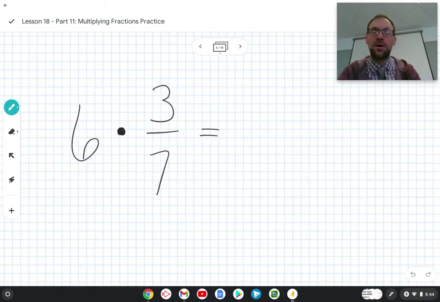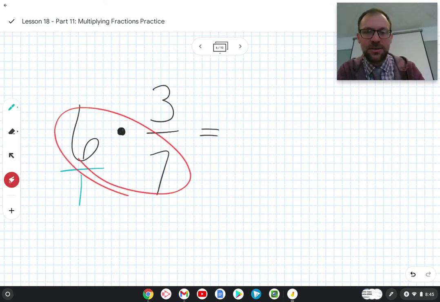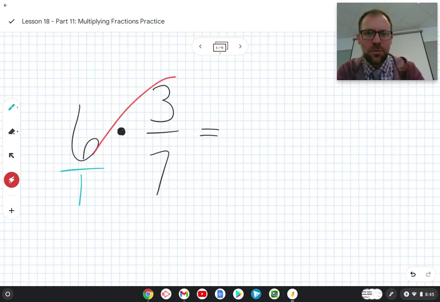Ooh, whole number times 3/7. 6 times 3/7. Well, do you remember what we do with a whole number? That's right. We turn it into a fraction by writing it over 1. And now we've learned to simplify first. So let's check to make sure we can't simplify. Let's see. I see 6 and 7 here. Can't simplify those. 1 and 3 here. Can't simplify those. It's time to multiply.